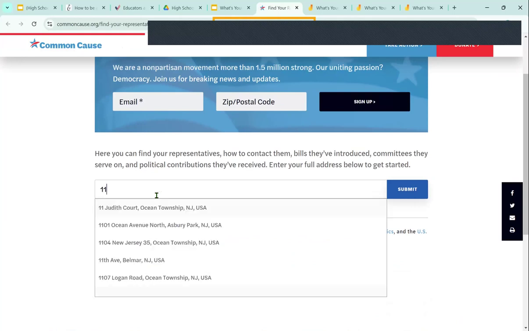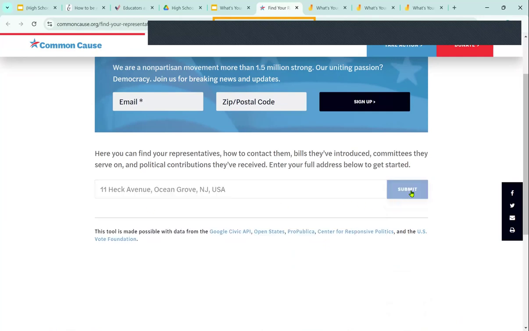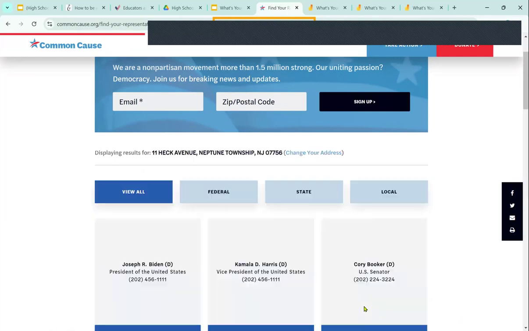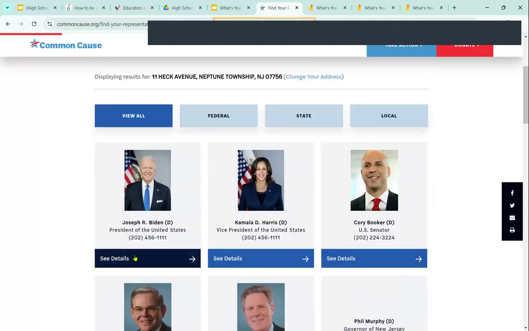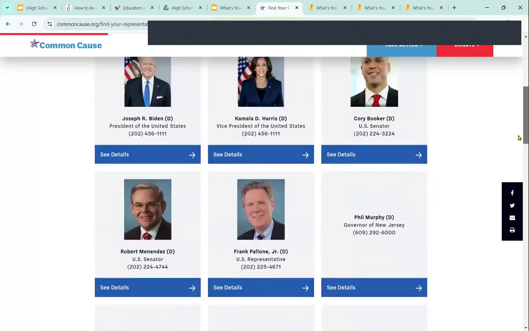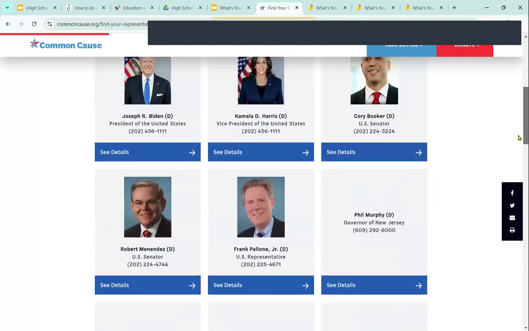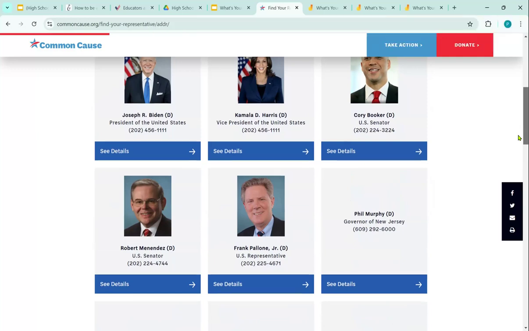I'm going to put mine in, and if you've got your phone with you, you can actually do this yourself to find your own representatives. But Common Cause has every single representative, federal, state, local, listed. So you can see the president and the vice president, Cory Booker happens to be my senator. Menendez, who has recently resigned, is my US senator as well. So there will be a new person appointed there. And then Frank Pallone is my assembly person in the federal government.